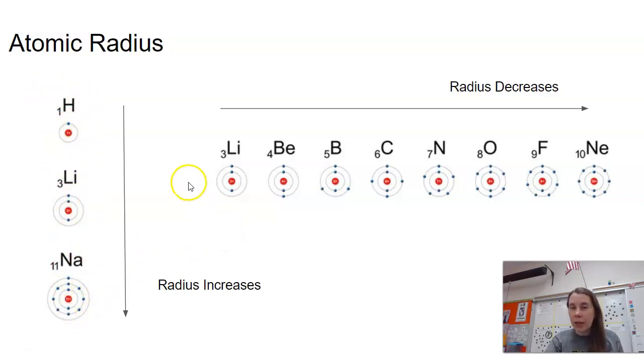The one that's a little trickier is as we go across the periodic table. So as we go across, the number of shells remains constant. So this would be like our second row in the periodic table. So the number of shells is constant. But we're adding protons to the nucleus as we move across. So as we add more protons, the attraction between the center and the outside gets stronger, and so the radius actually goes down as we go across the periodic table.